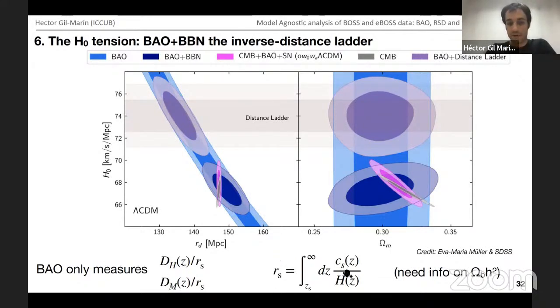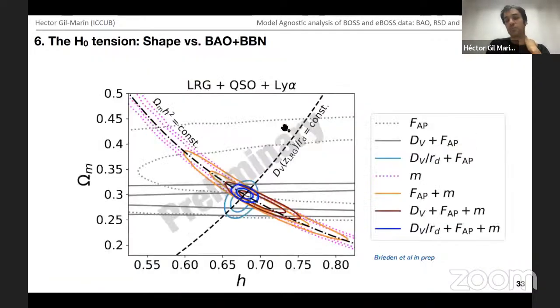Otherwise, if you can put whatever exotic species here, then you can force the horizon scale to be less than what you should get from lambda CDM, and then BAO would return a value which would be inconsistent with the distance ladder. So then the question is how the shape can help us with all this mess.